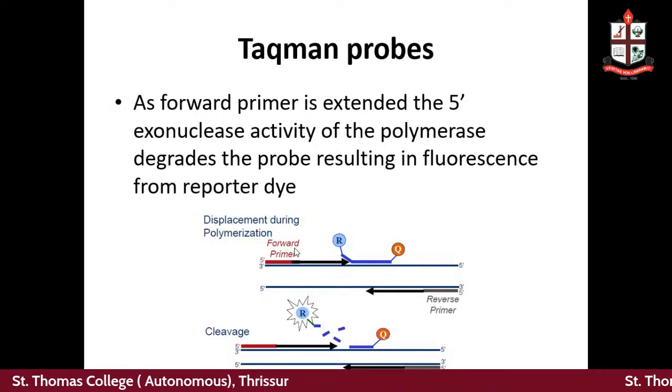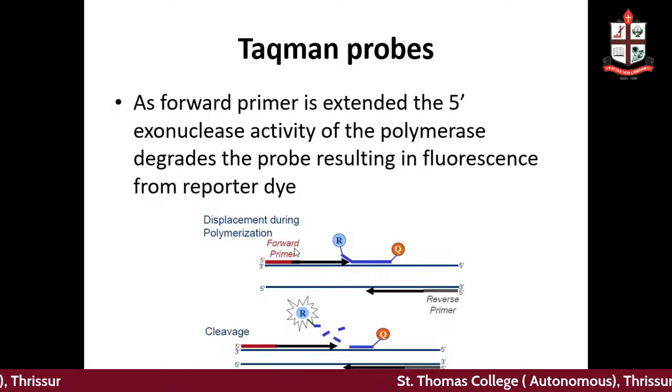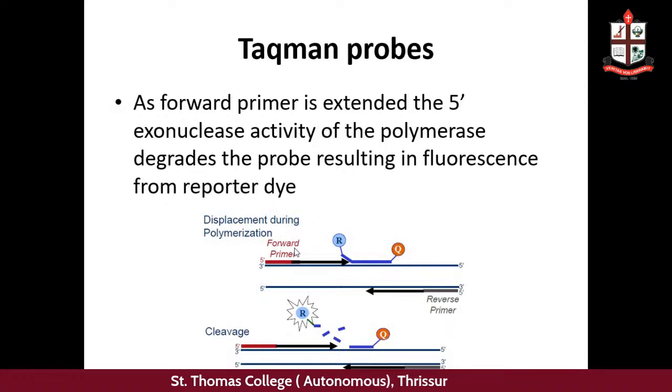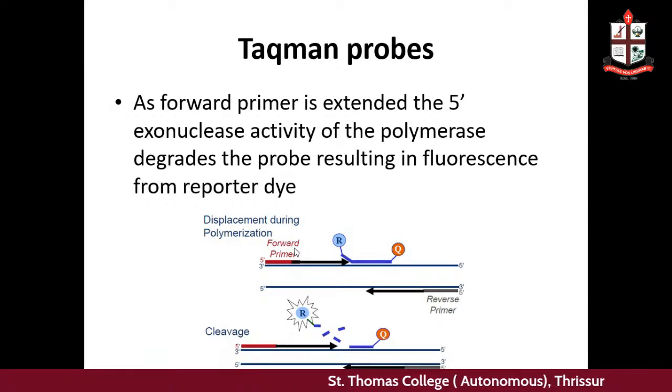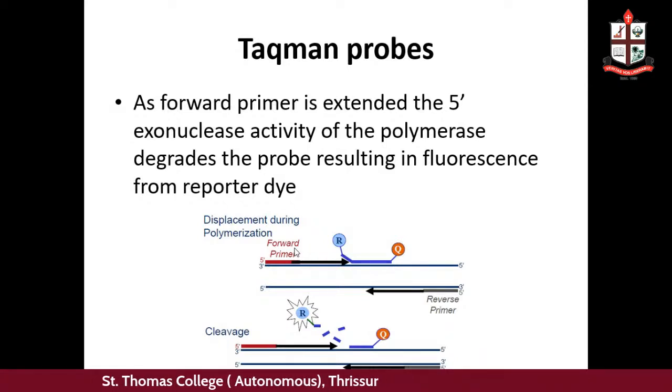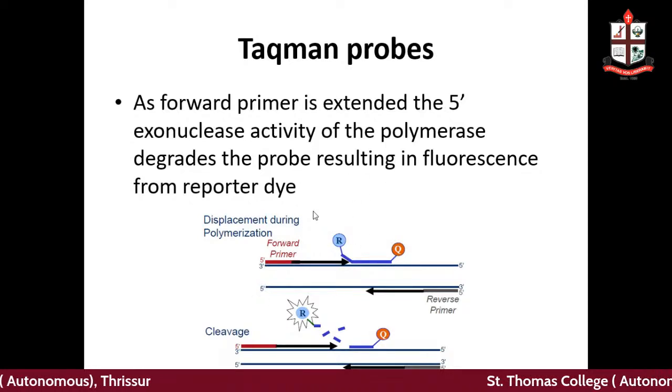You might know exonuclease is an enzyme which can break phosphodiester bonds from the ends of DNA. So exonuclease can remove nucleotides from ends of DNA. There are exonucleases which are specific to 5' DNA ends and also to 3' DNA ends, and there are non-specific exonucleases also. So here this Taq DNA polymerase also has an exonuclease activity.